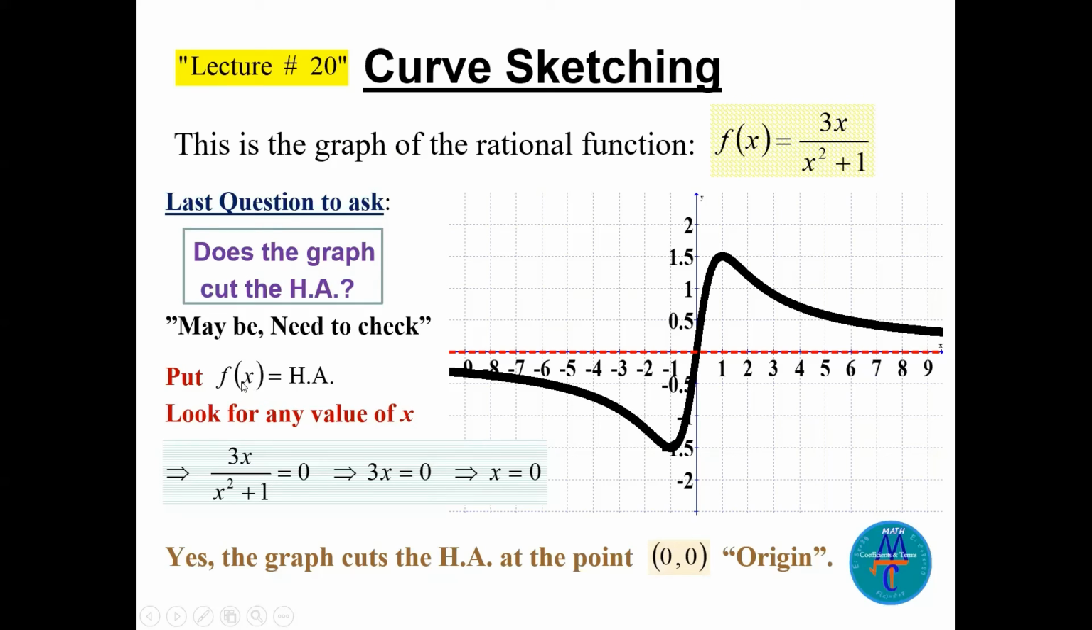So what do you do? You put the function itself, 3x over x squared plus 1, equal to the horizontal asymptote. Now, in this case, the horizontal asymptote is y equals 0. So you put 0 equals this function, cross multiply, 3x is equal to 0, x will be 0. So there is a value for x. If x is 0, replace it in the function, you get 0 over 0 plus 1, which is 0. So yes, the graph here will cut the horizontal asymptote at the point 0, 0, which is the origin, or it can be any other point.